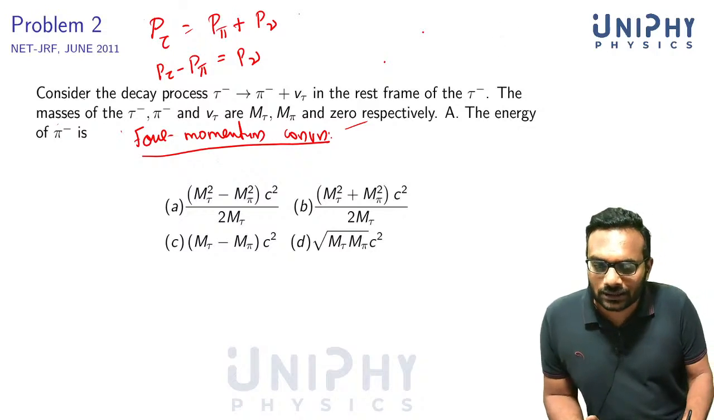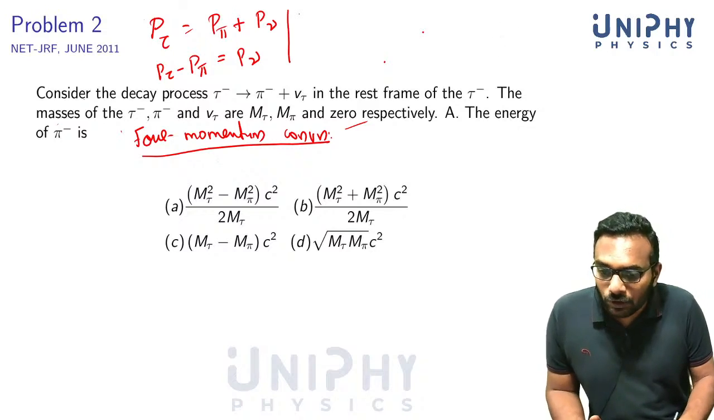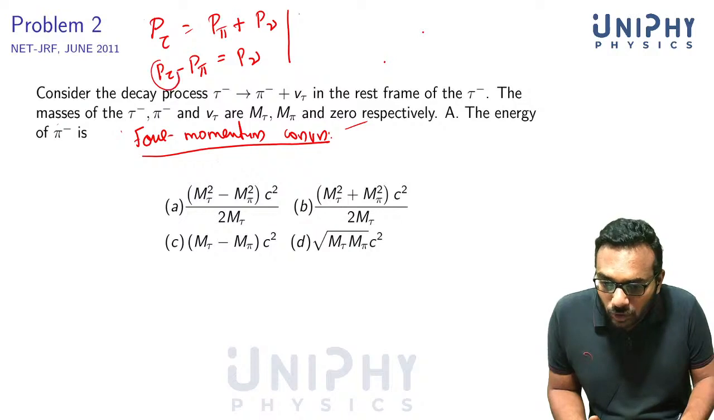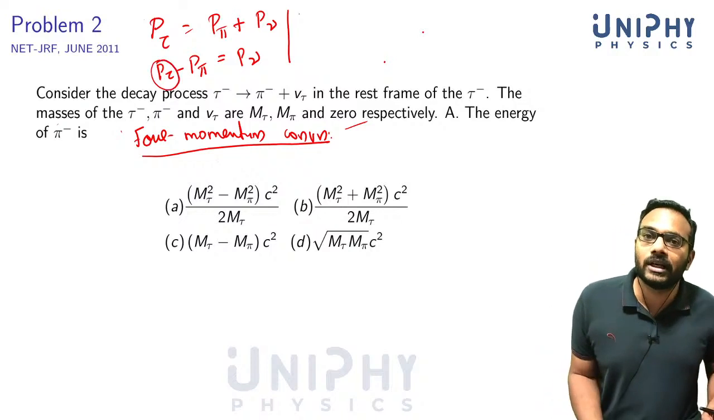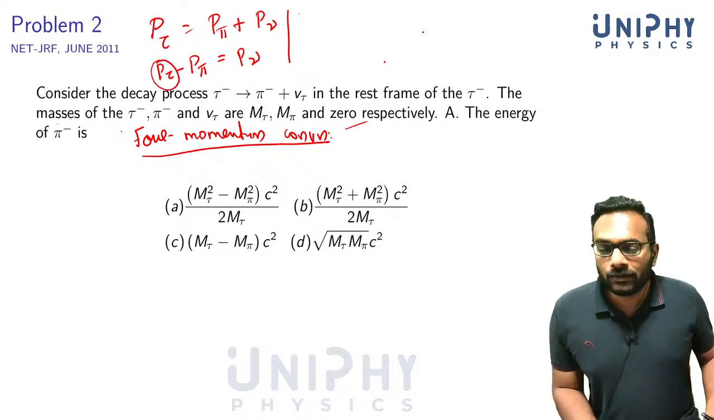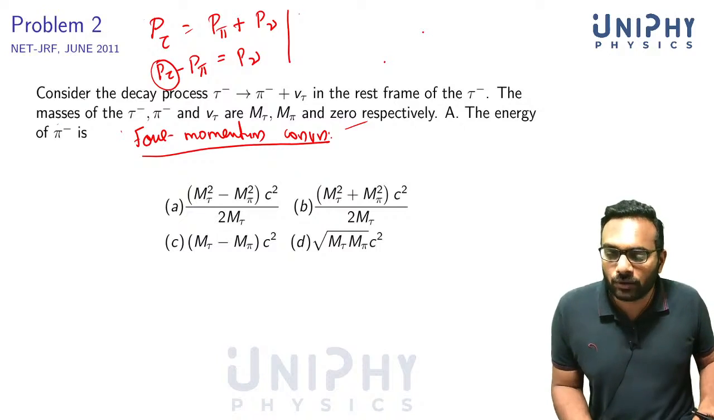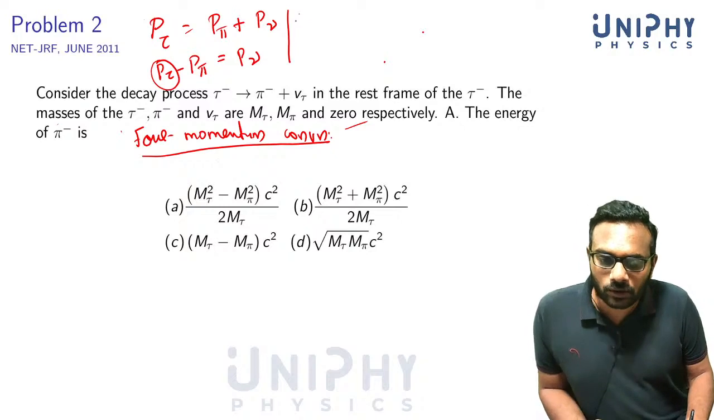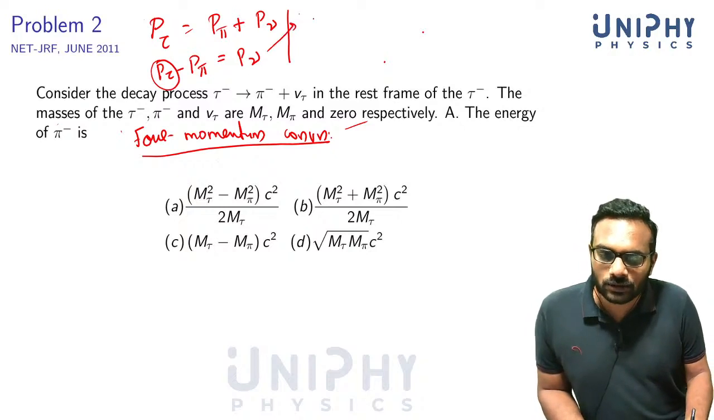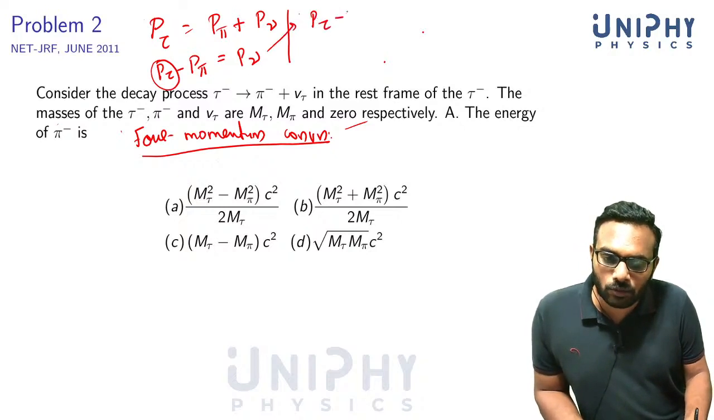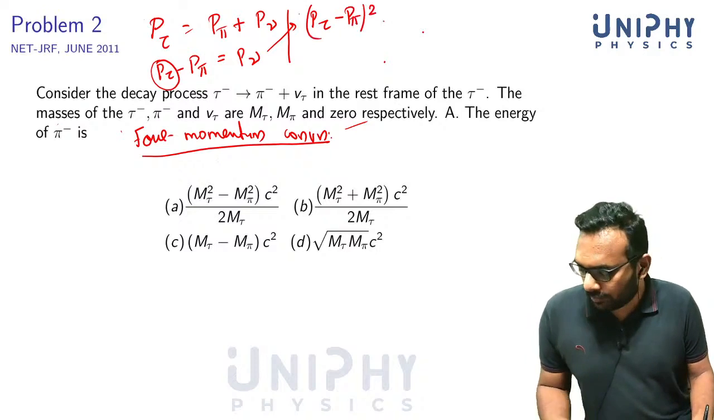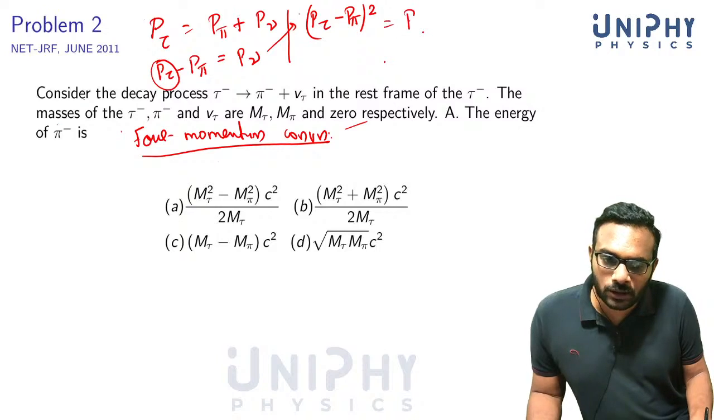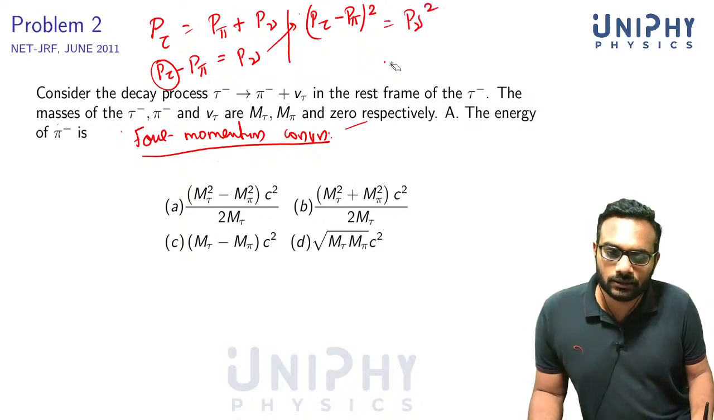Now using this result, we will also make use of the fact that P tau is at rest in the frame that we are talking about. We said that we are looking at the whole process from a frame in which the tau is at rest. So now you square this on both sides. You will get P tau minus P pi whole square is equal to P nu square.